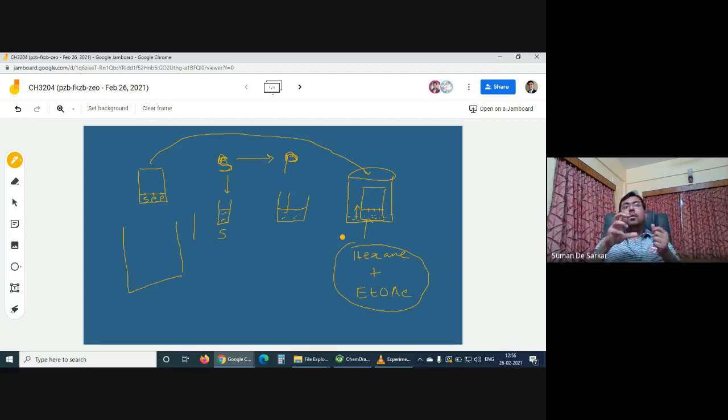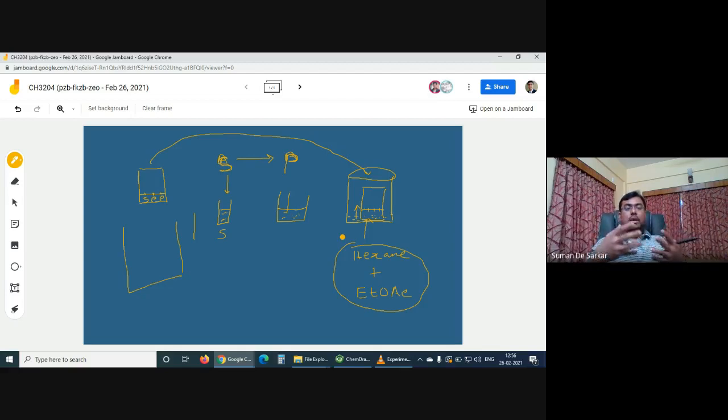And now some compounds bind with silica much better. Silica means what? Silica means Lewis acid. Silica with a Si double bond O, right? So this silicon, silica is a very good Lewis acid, which likes lone pairs of electrons.